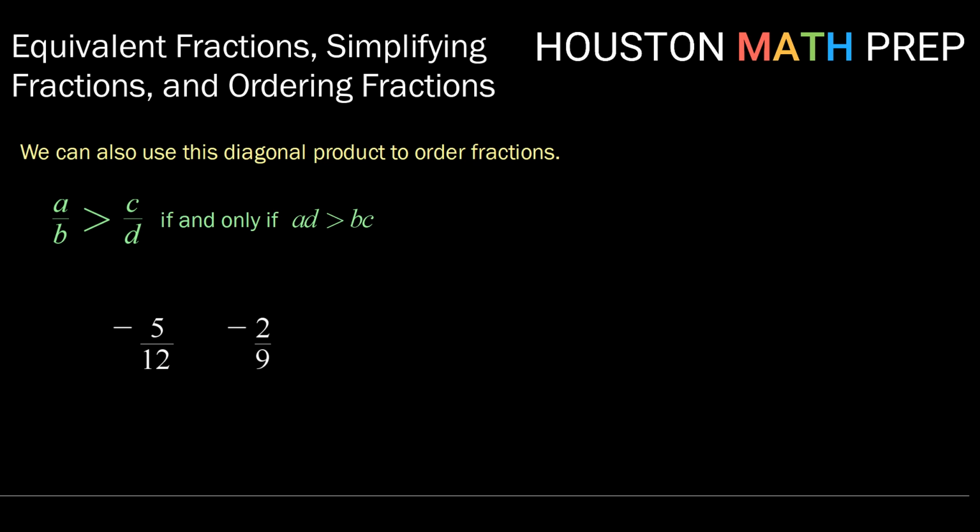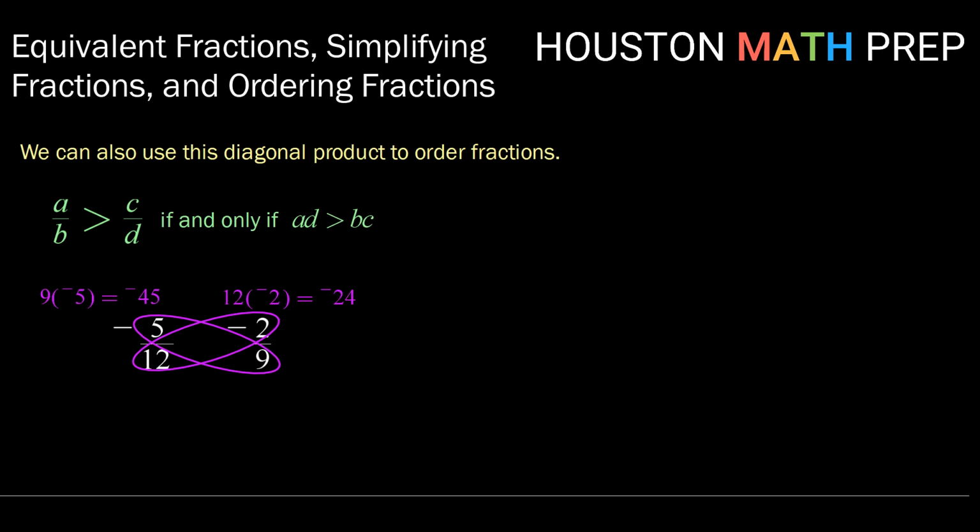We can also do this with negative fractions, but we need to be careful with our placement of greater than or less than symbols. So let's compare -5/12 and -2/9. Looking at our diagonal product, we have -5 times 9, which is -45, and then we have 12 times -2, or -24.